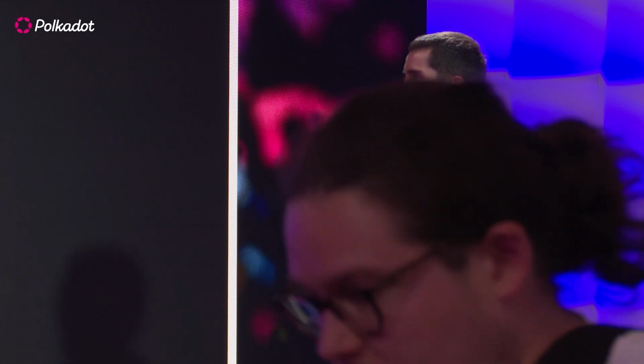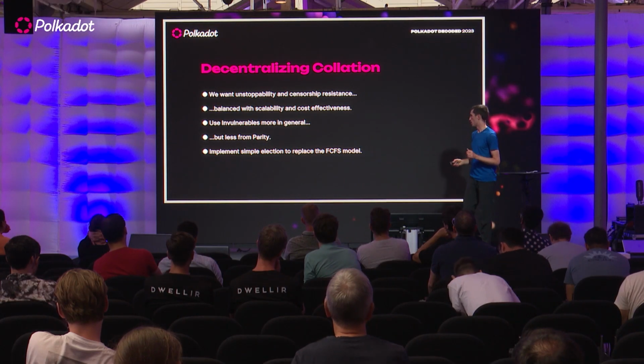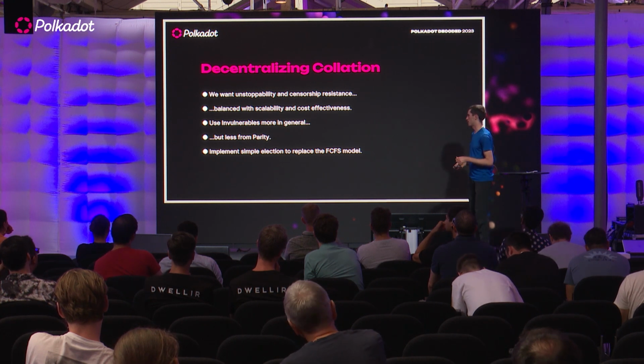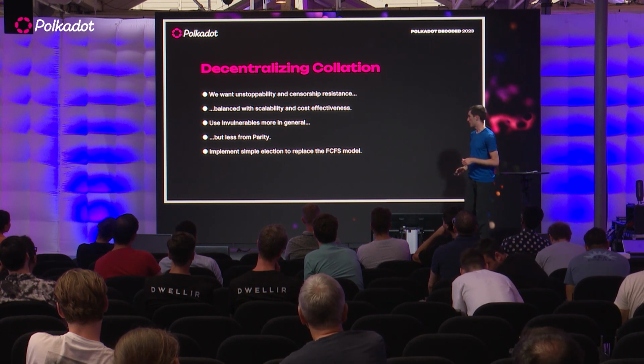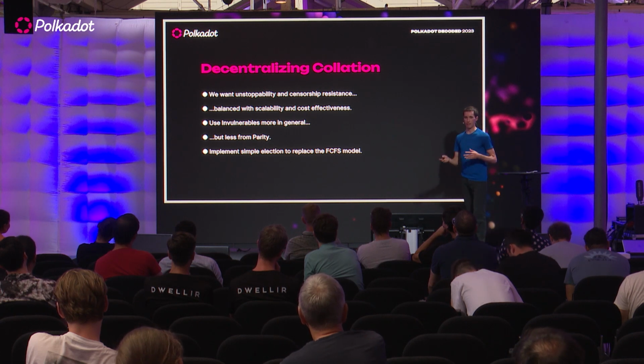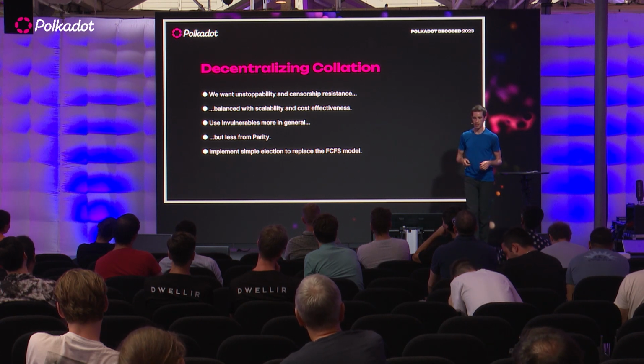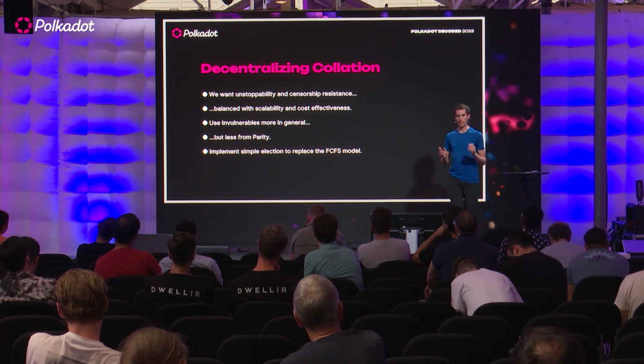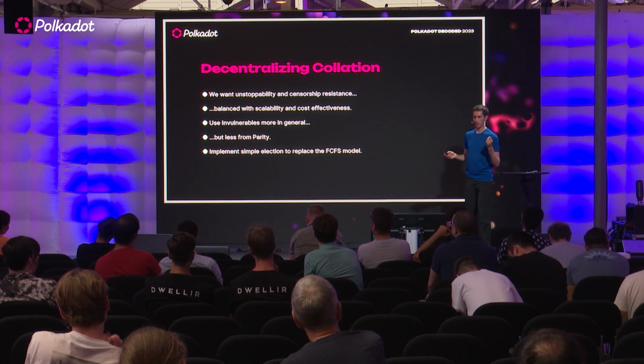Collator selection. OK, I'm down to 30 seconds. So we want unstoppability, right. The short story is we're making some changes to this. We're going to use a lot more invulnerables selected by governance. But oh boy, that's a grammatical screw up from me. Fewer from Parity. And instead of this first come first serve model to have a bond, we will just replace this with a simple election. So if there's 10 slots available and you want to be a collator, you just have to put in the 10th highest bid, and you can become a collator.